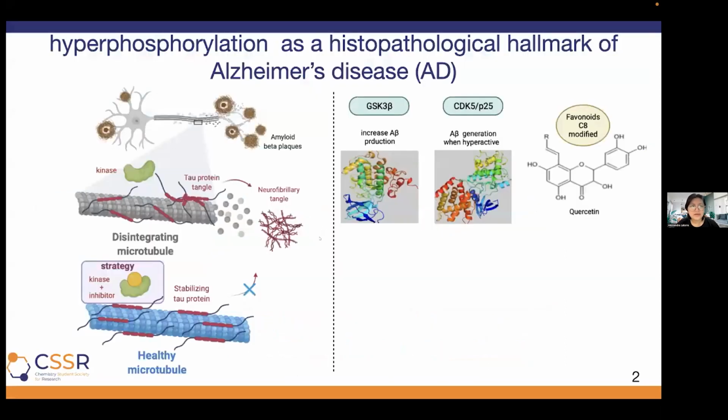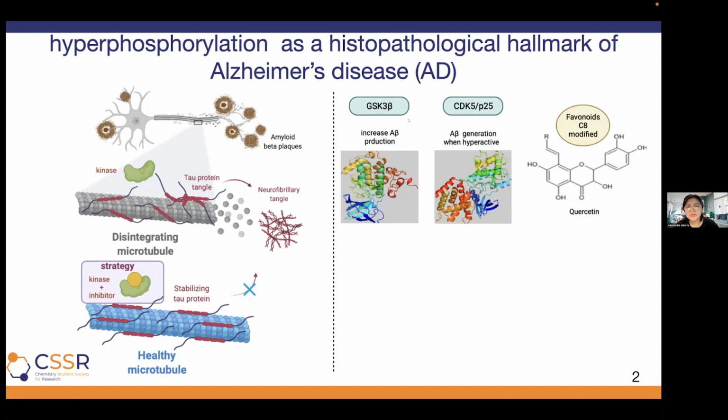For our hypothesis, we will cover hyperphosphorylation as a histopathological hallmark for Alzheimer's disease. The two major biomarkers for Alzheimer's disease are senile plaques made of beta amyloid aggregates and neurofibrillary tangles of hyperphosphorylated tau. As we see, kinases are closely related to the overaccumulation of beta amyloid, and our strategy will be to design inhibitors to decrease the overproduction.